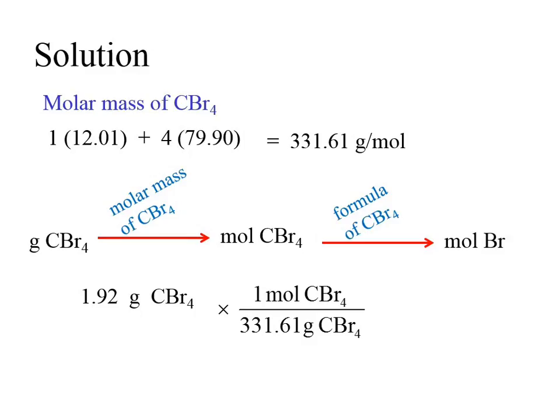Perfect. So if you kind of keep up with units that cancel as you go, which I do sometimes, my grams of CBr4 have canceled. I'm left with moles of CBr4. Now what do I need to do?